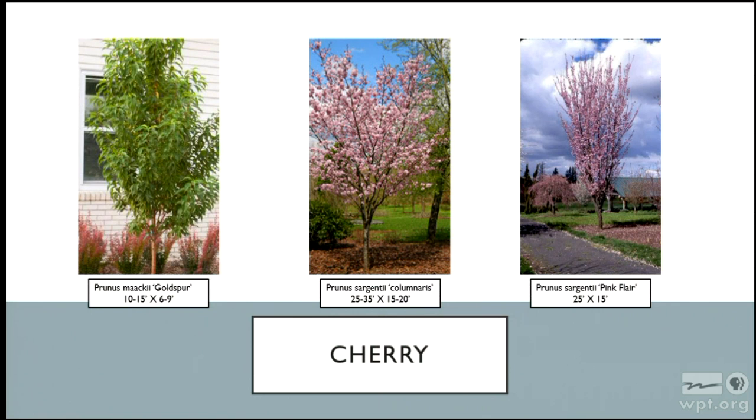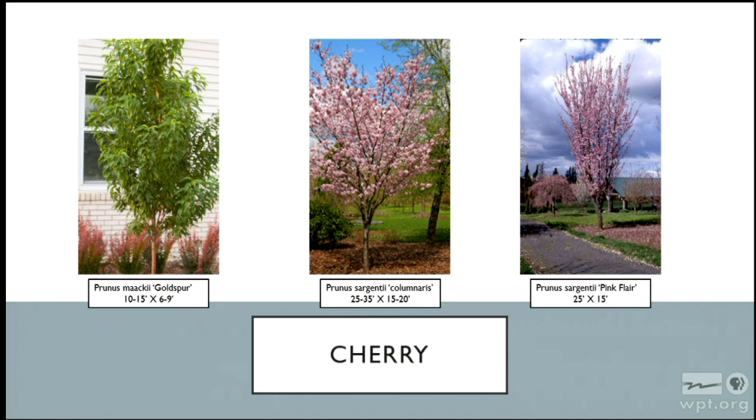So cherries, again, one of the earliest things to bloom, typically a pink of sorts. You've got the Gold Spur that's in the 6 to 9 foot range for width. Just a smaller ornamental tree. The only problem we typically have with cherries, because they bloom so early, is we have issues potentially with frost damage to the buds where you may not get a flower. Because of that, if we get a late frost or something like that, it can take them out.